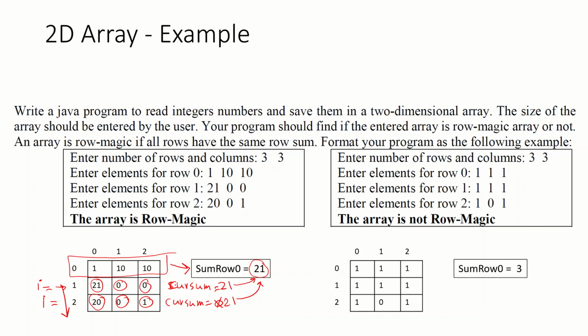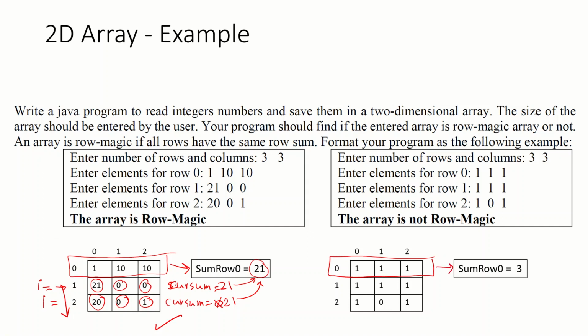So it means now all of the rows we have are having equal values. So yes, this is a row magic array. In the second example, we will do the same trick. We will consider only the first row at the beginning. We will do the calculation of the summation.